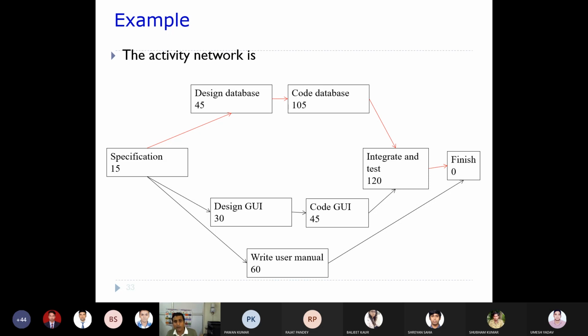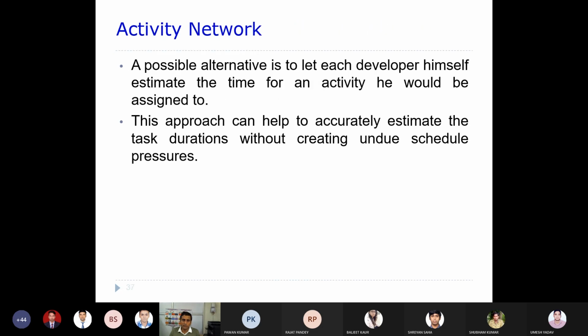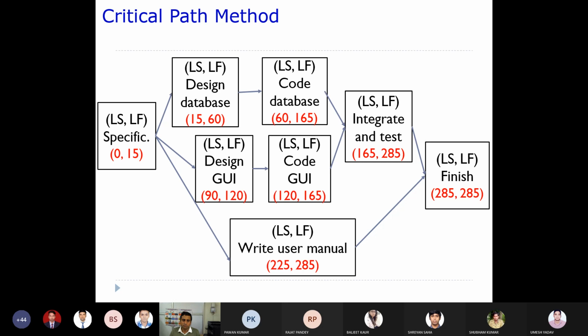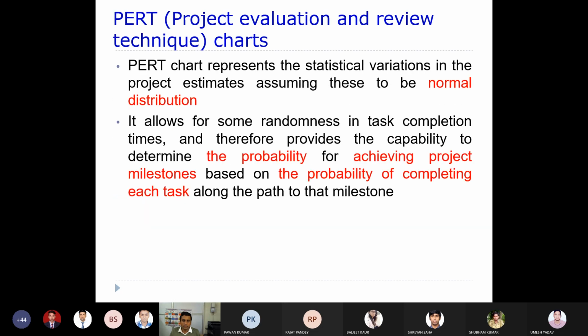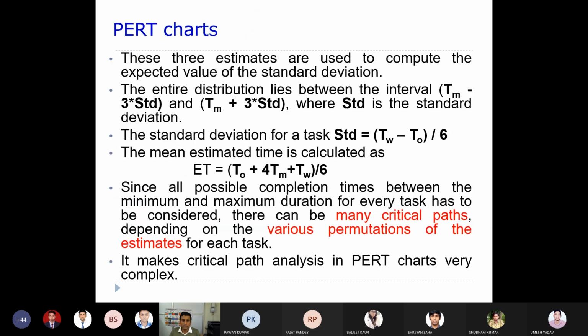As a result, for every case you will have to calculate the critical path, so there will be many possible critical paths. There can be many critical paths depending on the various permutations of the estimates for each task, which makes critical path analysis in a PERT chart very complex. If you pick random values, you will have many critical paths, which will take a lot of time to analyze.